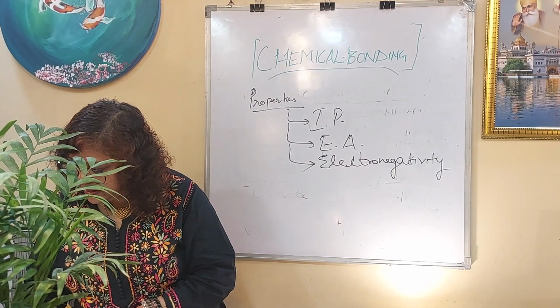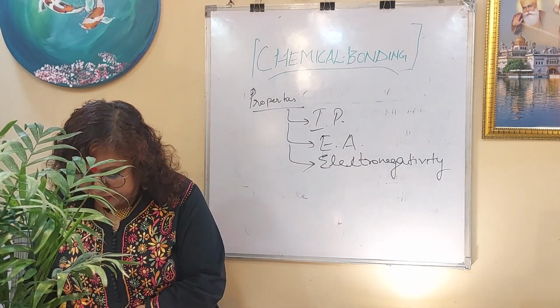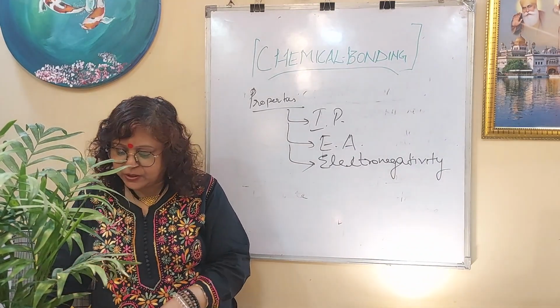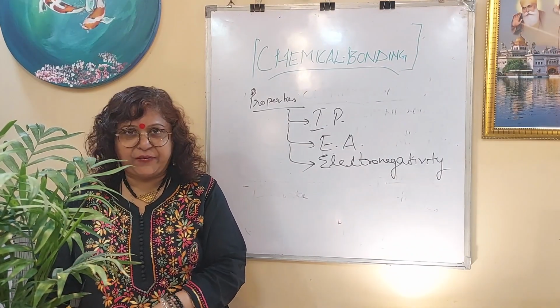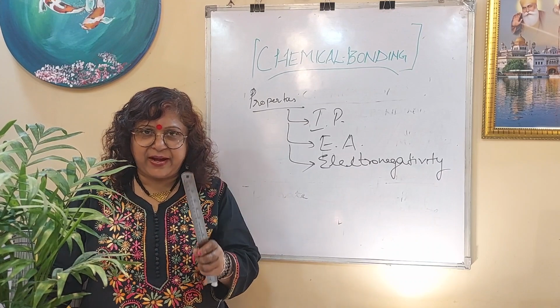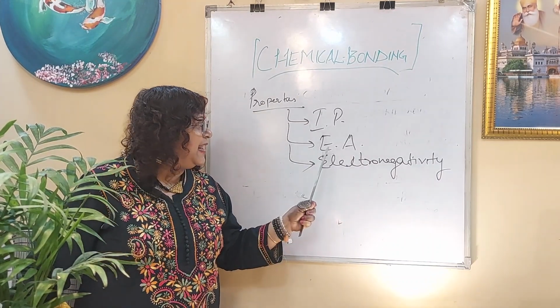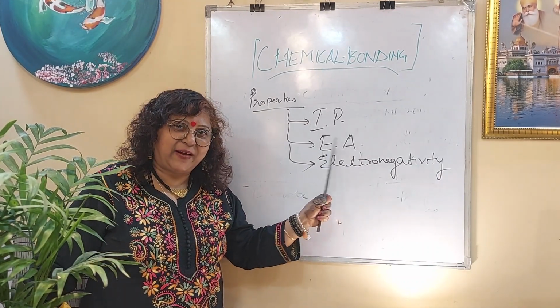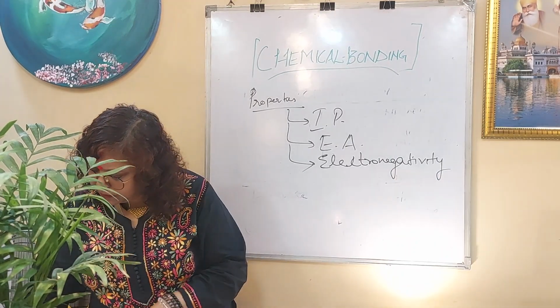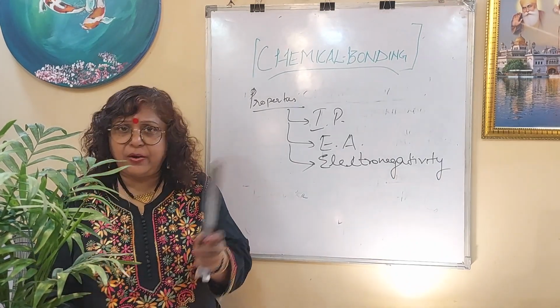So electron affinity increases across a period left to right. Ionization potential also increases across a period left to right. Keep in mind, across a period left to right, ionization potential increases, and electron affinity also increases left to right across a period. Right? So now that is the role of these two.